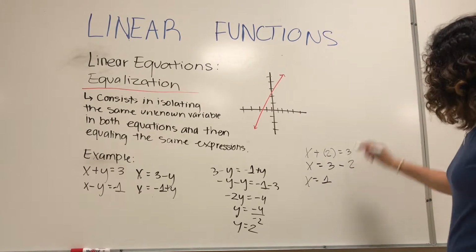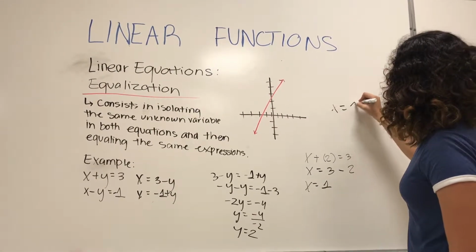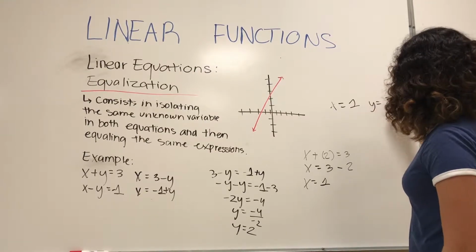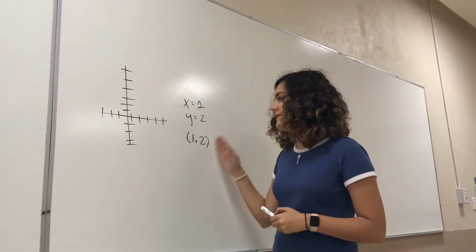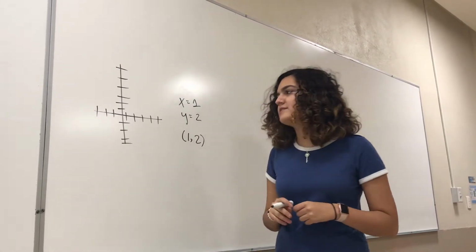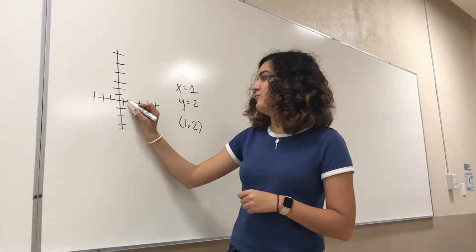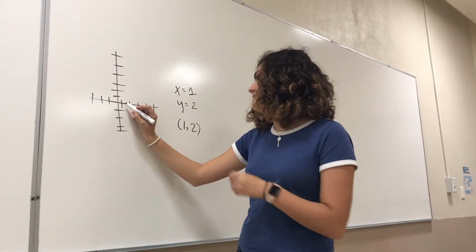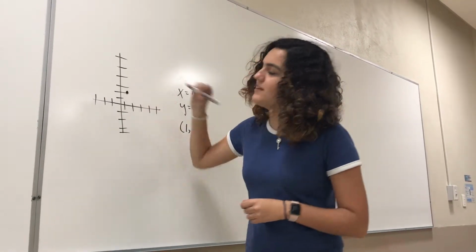So your answer is x equals 1 and y equals 2. So the answer is going to be a coordinate, which is going to be the intersection point between two lines. You intersect by putting the x in the horizontal line, 1, and the y in the vertical line. So this will be the intersection point.